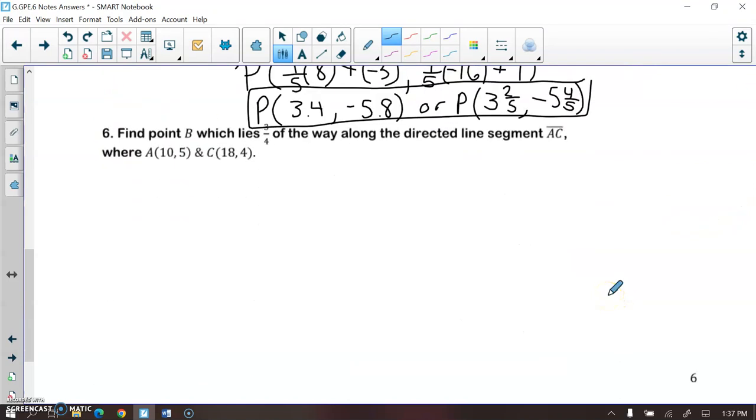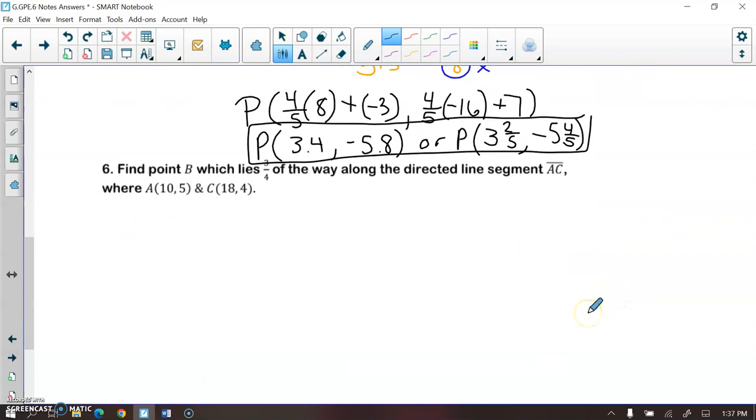All right, last problem for level 3. We're going to find point B, which lies 3/4 of the way along directed line segment AC. So what that means is that I have segment AC, and point B lies 3/4 from point A, since it says AC. So we already have the ratio given to us.